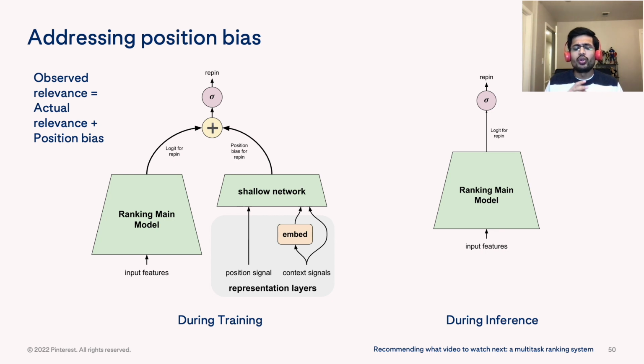Hence, to address this issue and make the model learn the actual utility, we introduce another small network to learn the position bias as a function of position and other context features. Now, the main ranking model predicts the actual relevance, and we use the learned position bias to fit the data with observed relevance during training. But now during inference, the position bias component is discarded, and we use the main ranking model to obtain the true relevance of the pins, leading to better engagement probability.